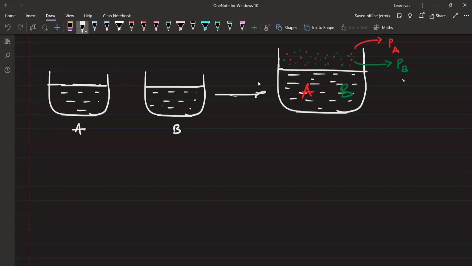Now the total pressure of the solution will be whatever pressure is given by the molecules of A plus whatever pressure is given by the molecules of B.